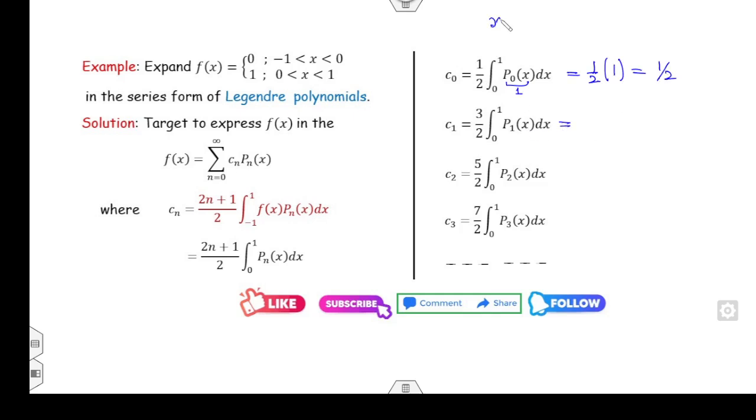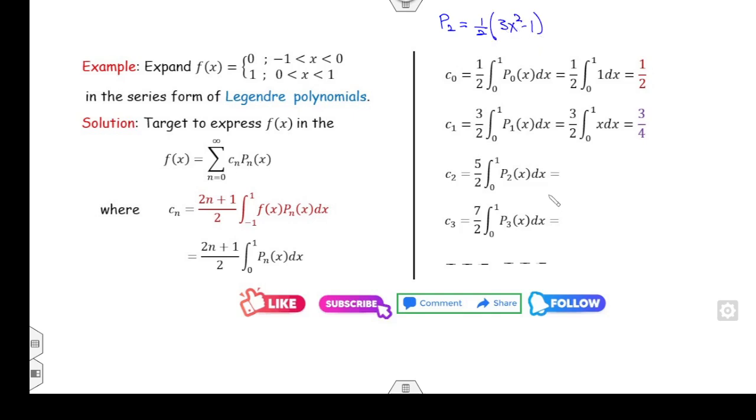What is P1(x)? P1 is my x. If you integrate x as x square by 2 from 0 to 1, that comes to be 3 by 4. Similarly, you can substitute the value of P2. What is P2? P2 is half (3x square minus 1). So that comes to be 5 over 4. If you integrate them, 3x square, that is x cube minus x from 0 to 1. So that will be 0.